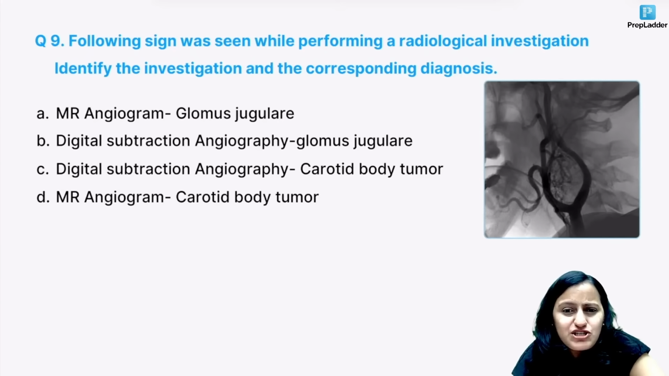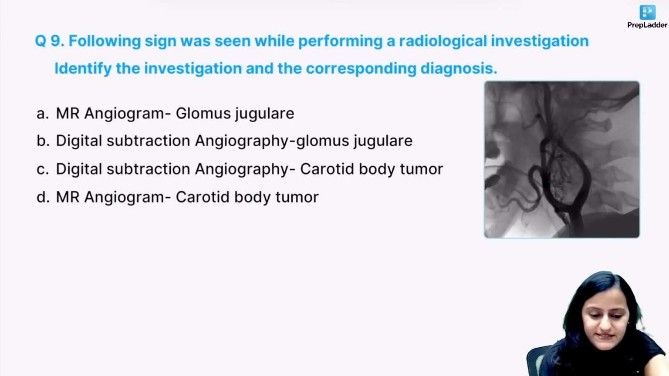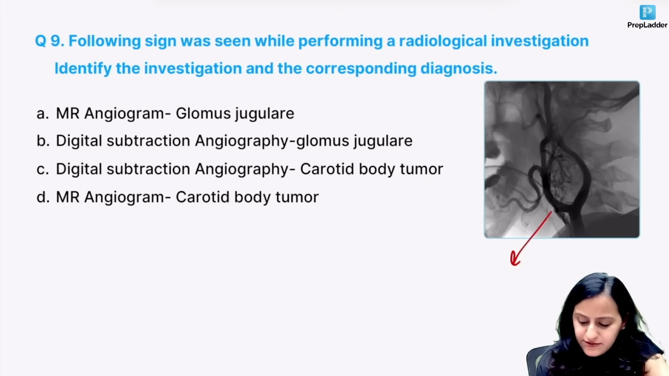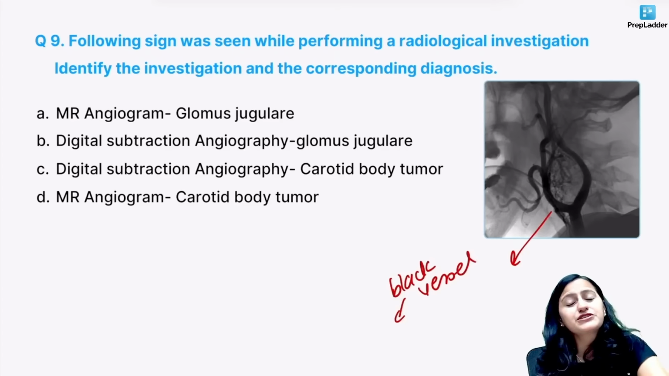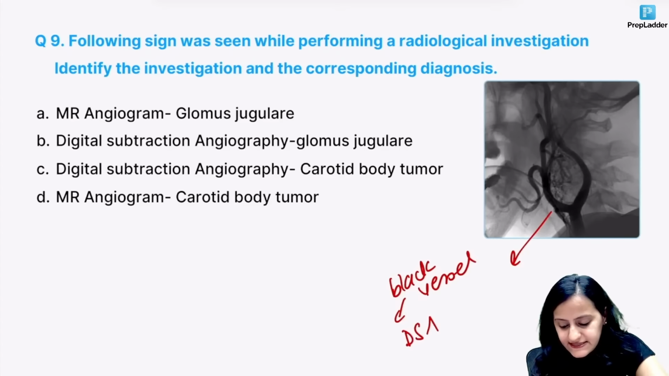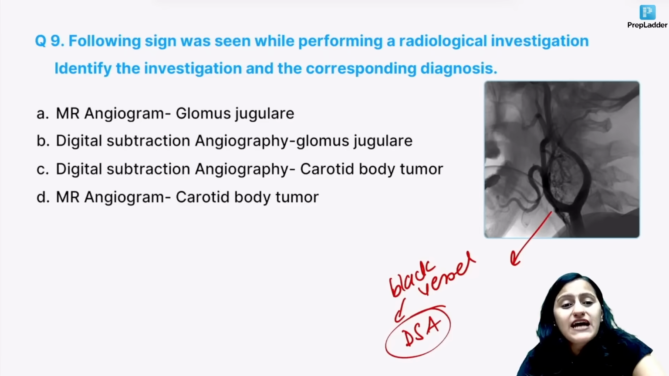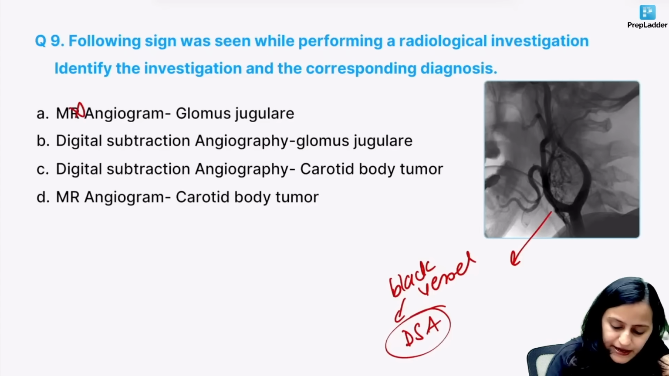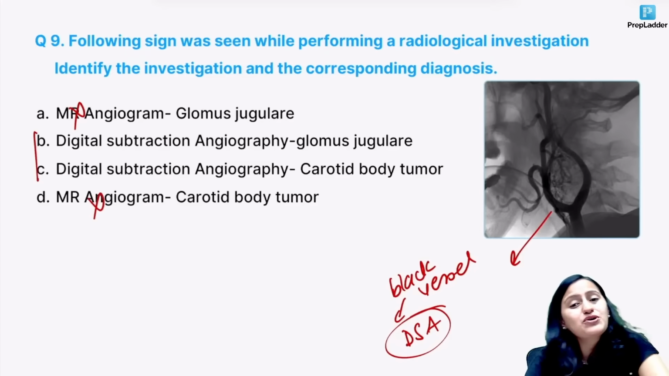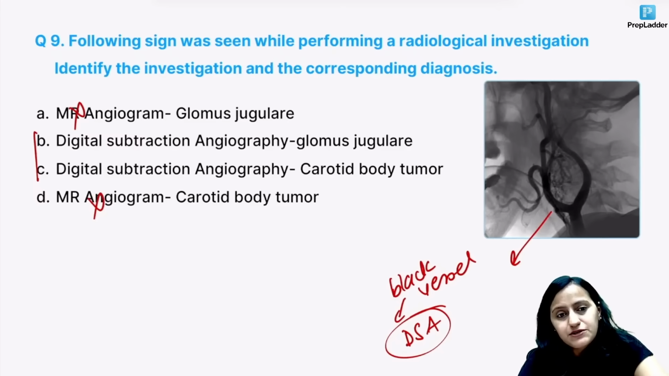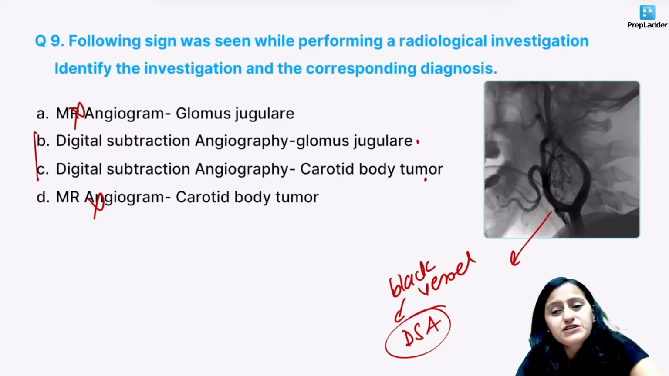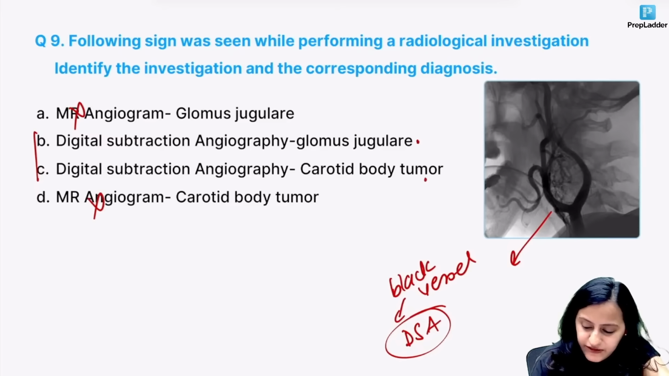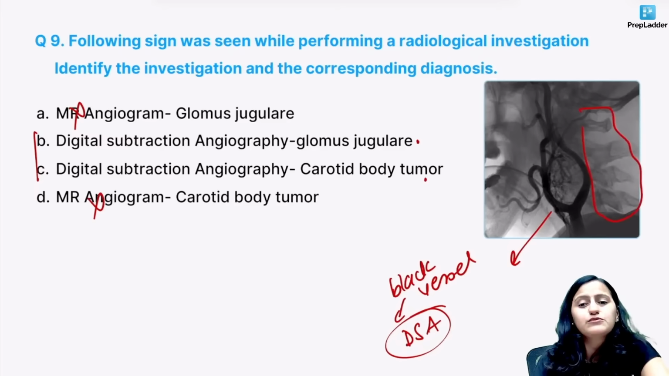Identify the investigation and the corresponding diagnosis. So what investigation is this? Whenever you see an angiography with a black vessel, it is always a DSA, digital subtraction angiogram. Okay, it is not MR angiogram, so it is either B or C. Start ruling out the options. That's the first trick that you should be using in MCQs. Now in DSA, is it glomus jugulare or is it carotid body tumor? We are in the area of the neck. If you see, these are the cervical vertebrae in the background.